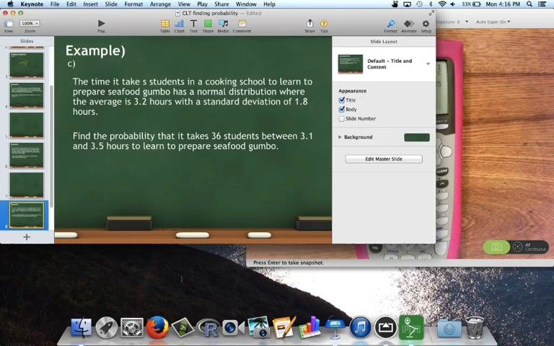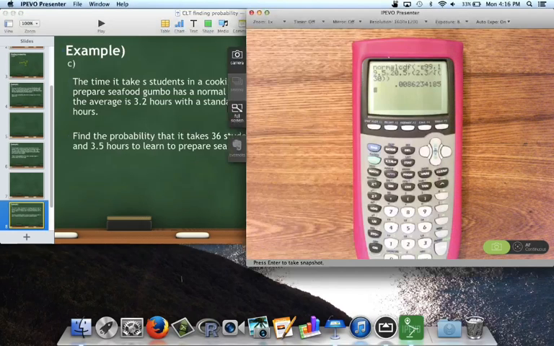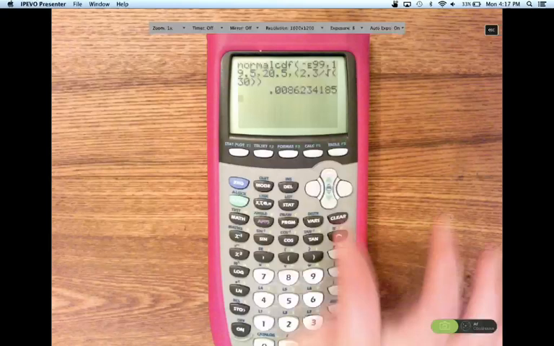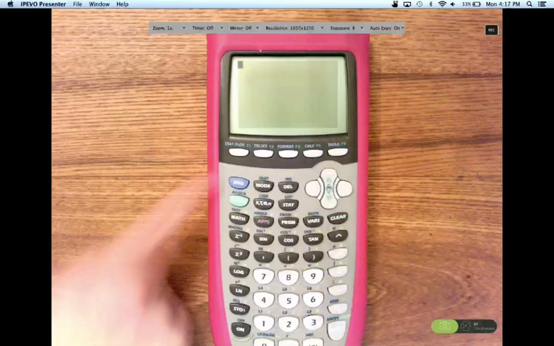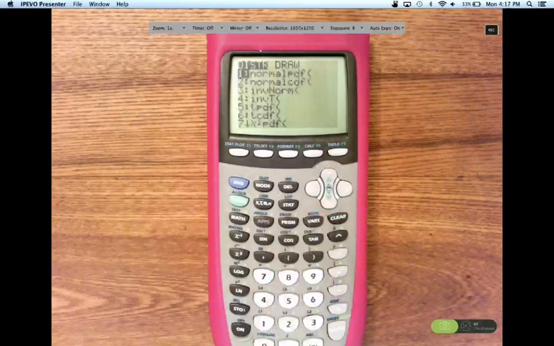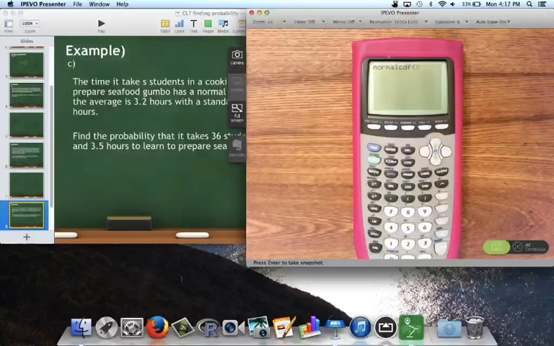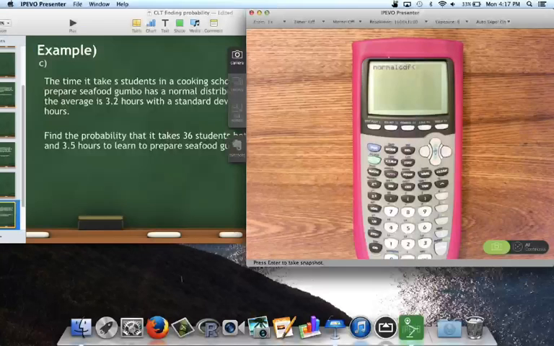And so let's go back to our calculator. Let's clear that. And so again, go to second VARS. You're going to hit normal CDF. And so now we're looking at in between. And so here we have, what was our numbers again? Yes, 3.1 and 3.5. Sorry, I guess I should have written those down as well.